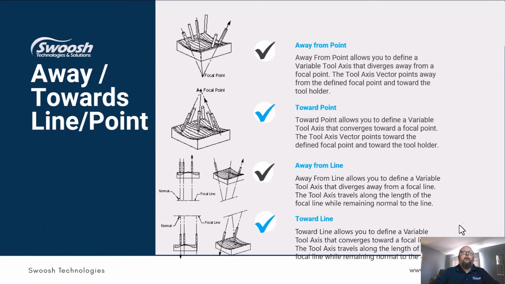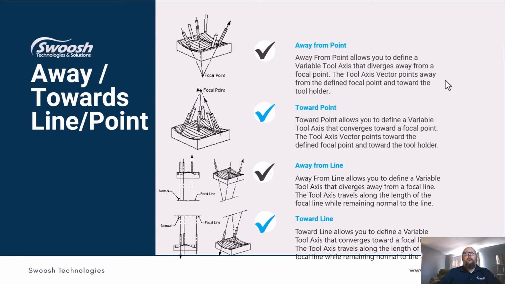So with that, let's talk about some of the basic methods here. In my mind, away from or toward a point and away from and toward a line are some very pragmatic approaches to controlling your tool axis. We can change this focal point, whether it's above our geometry or below our geometry that we're cutting, same with a line, above or below, and just say that we always want the tool vector to be touching or going through that point or line.